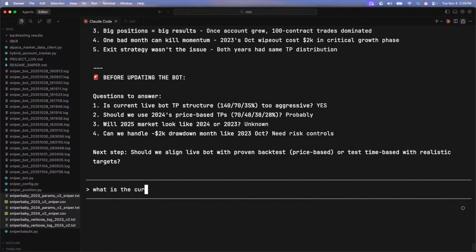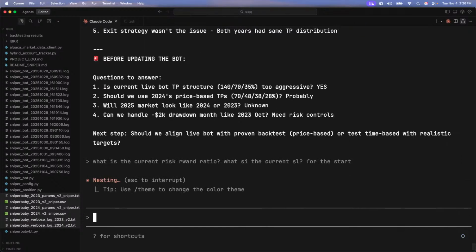What is the current risk reward ratio? What is the current SL for the strategy? But whatever. I said whatever.